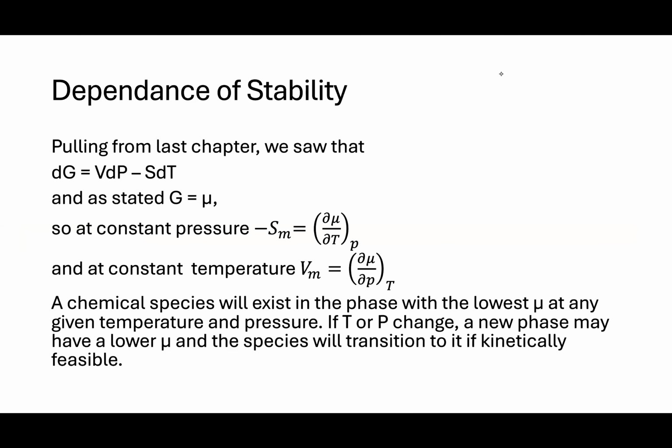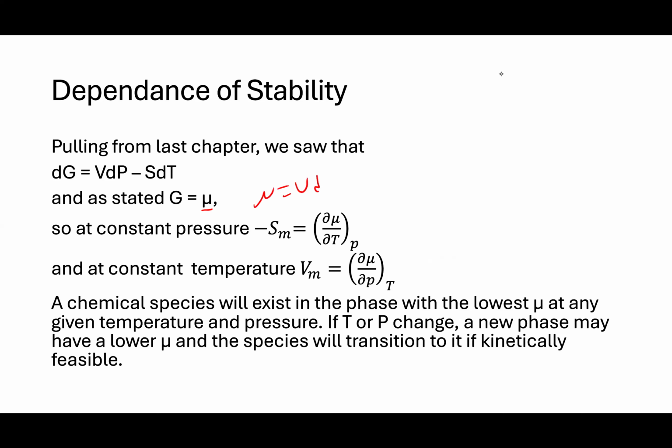From the last chapter, we saw that dG, Gibbs free energy, is equal to VdP minus SdT. And as stated at the beginning of this chapter, our chemical potential, mu, is the same thing as G. So in that case, mu equals VdP minus SdT.